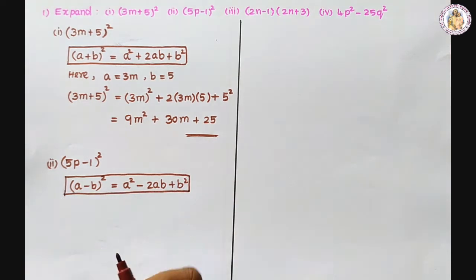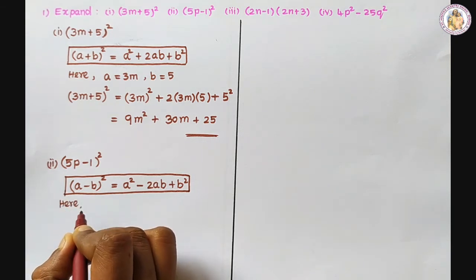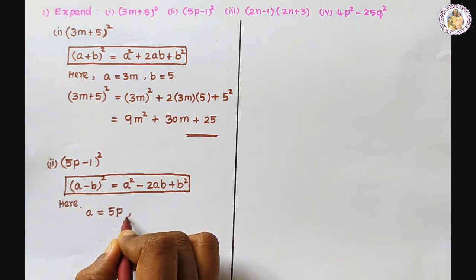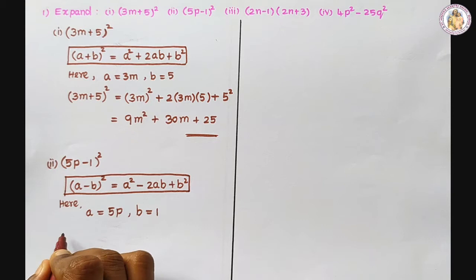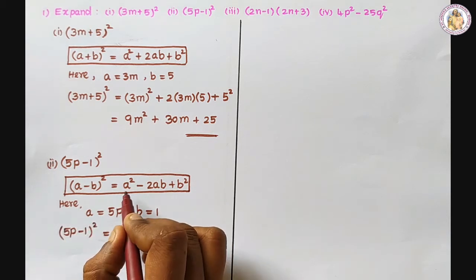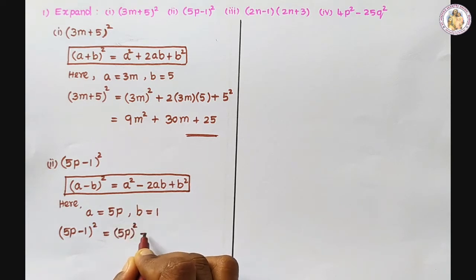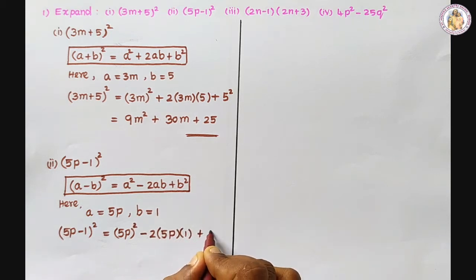In every sum, you write the formula. Here a equal to 5p and b equal to 1. Now substitute the values. 5p minus 1 whole squared equal to a squared, that is 5p squared, minus 2 into 5p into 1, plus b is 1, so 1 squared.